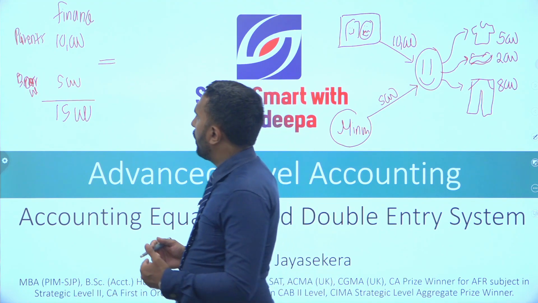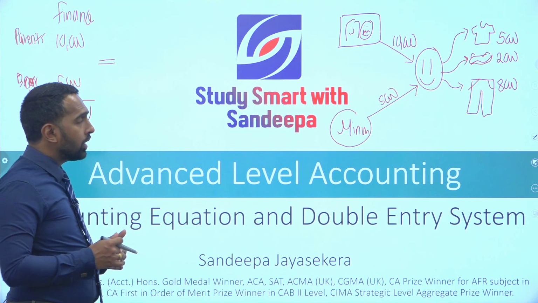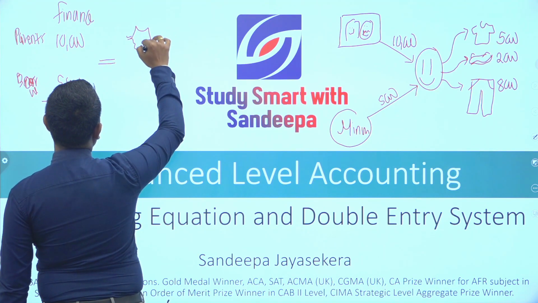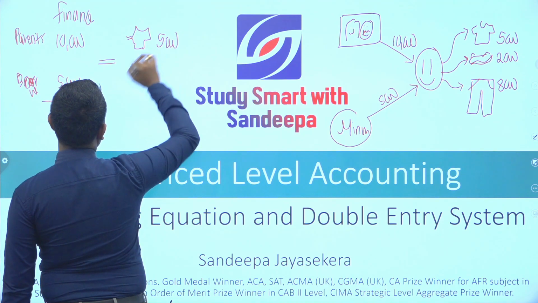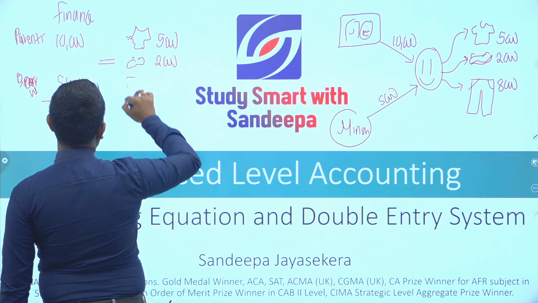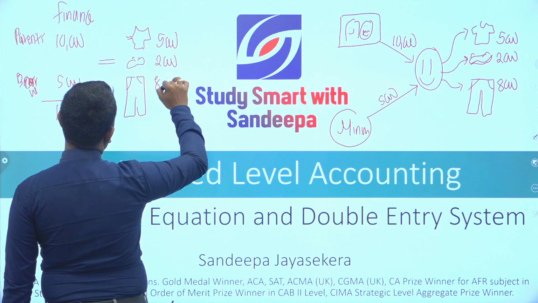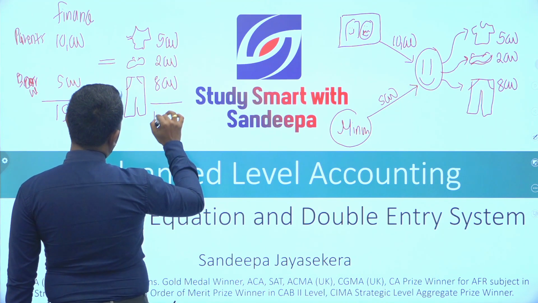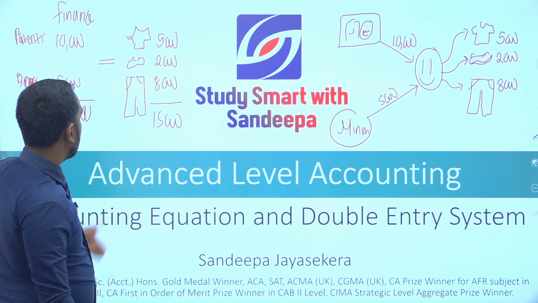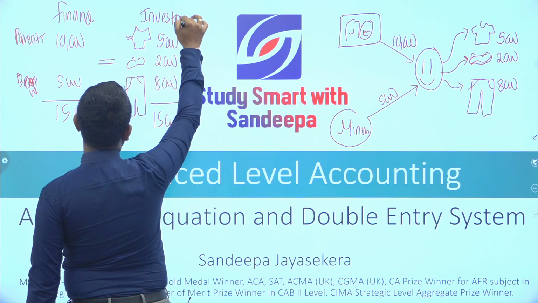And now if you look at this 15,000 of finance raised by Ayomal, he has used that to buy a t-shirt at a value of rupees 5,000. He has purchased a pair of shoes at a value of rupees 2,000. He has purchased a pair of trousers at a value of rupees 8,000. So in total, it is 15,000. These things we call Ayomal's investment. This is Ayomal's investment.